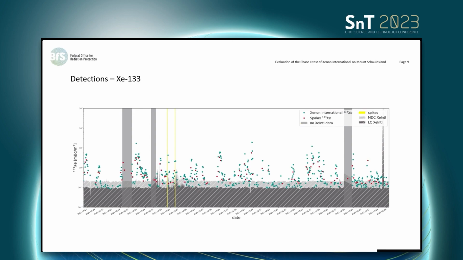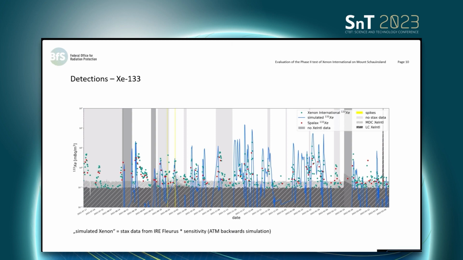Next, I'm including the SPALAX data at the same time. That's just 24-hour sampling, and you can see it matches very well. Okay, and now I'm including also simulated Xenon. That's just STAX data from IRE Fluorus, times the sensitivity of an ATM backward simulation. And this really helps, because now we have a lot more data than we used to have, right?